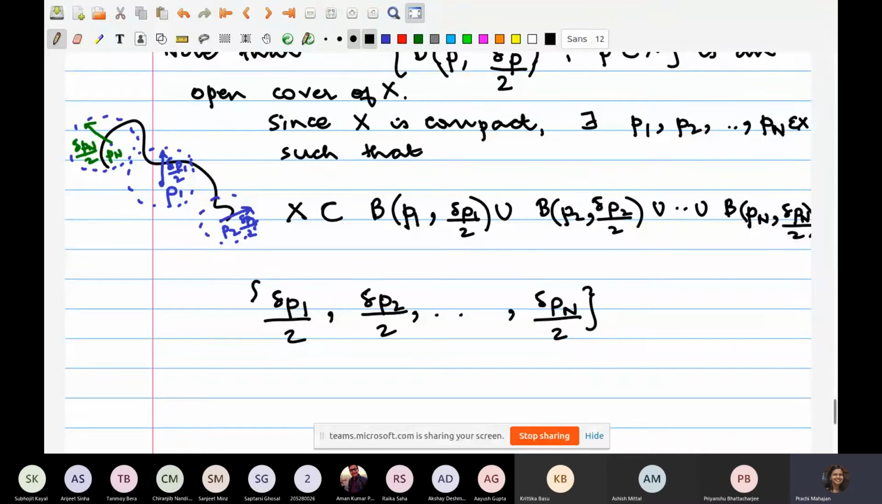This is a finite set, correct? Each of these is a positive quantity, which means that if I take a minimum, I will still get something positive, correct? I'm going to define that minimum as delta. So since the minimum here is taken over finitely many positive numbers, thanks to the finite subcover, which in turn owes its existence to the compactness of X, one has that delta is positive.